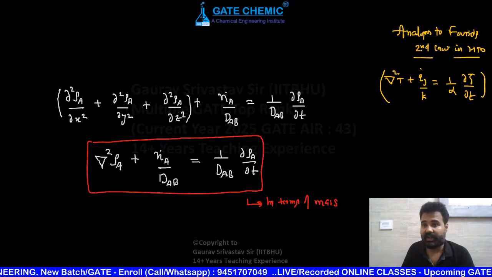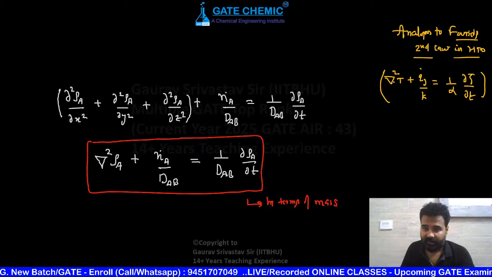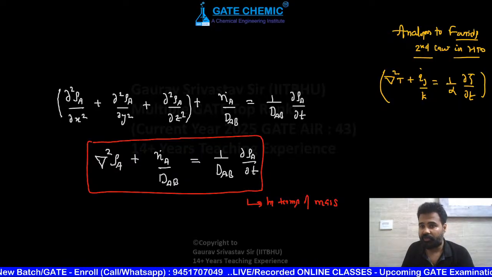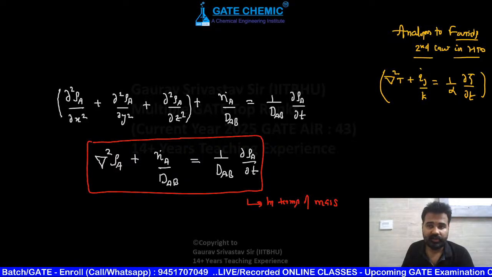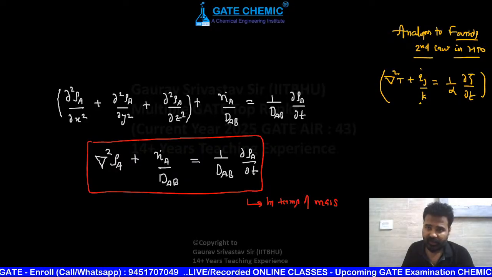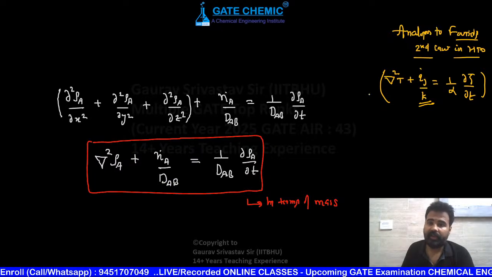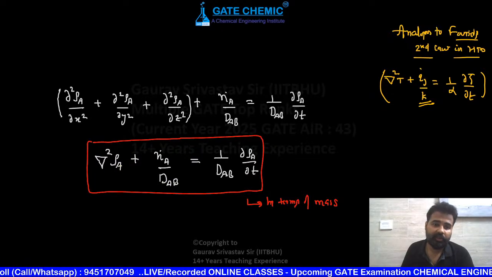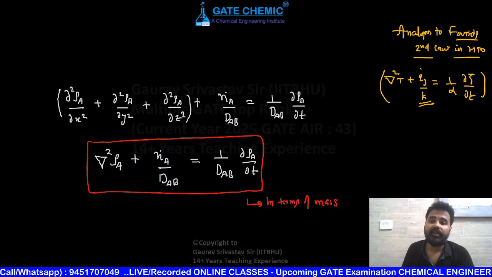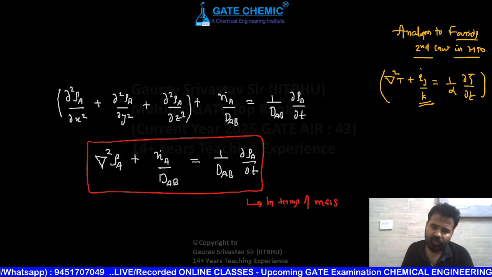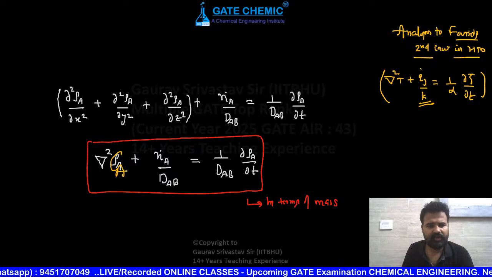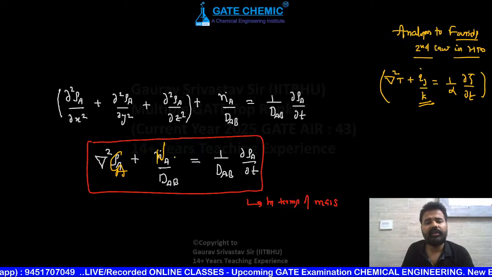Just like Fourier's second law of heat transfer operation, del square T plus q dot gen by k equals 1 by alpha dT by dt. Here T is temperature in the first, and t is time. Similar to this, k is thermal conductivity, here D_AB. N dot A here, Q dot gen there. Here rho A, there T. Okay. Sir, always rho A? Sir, we know C_A. Don't worry, write C_A here. Then this is capital N.